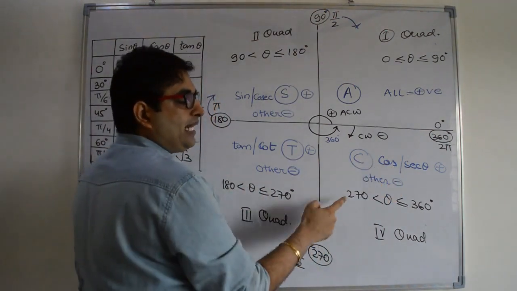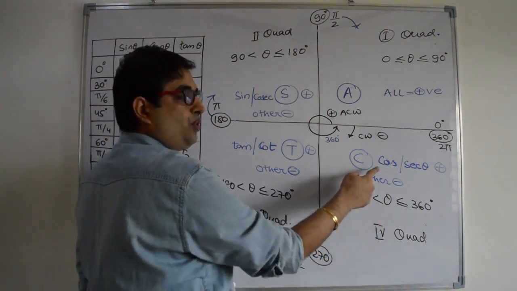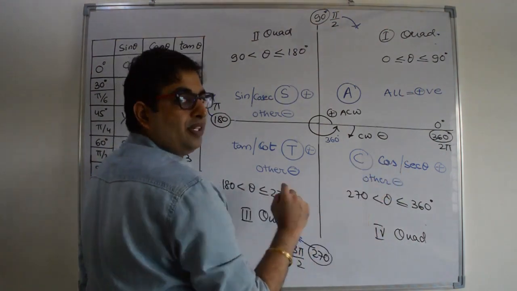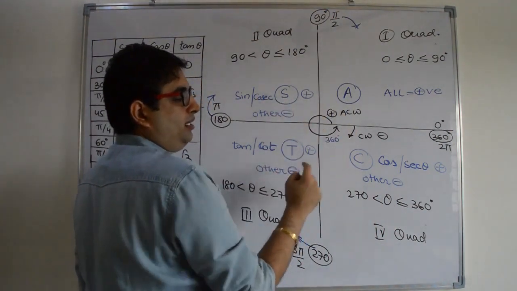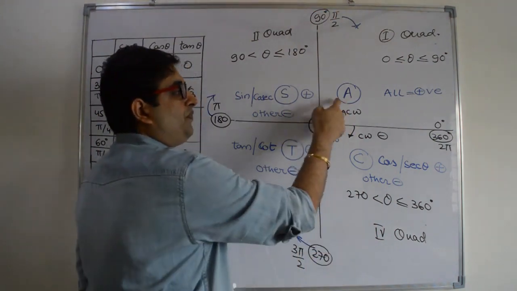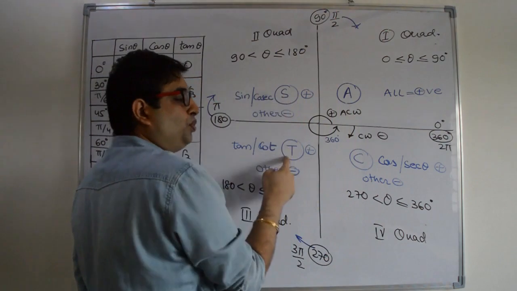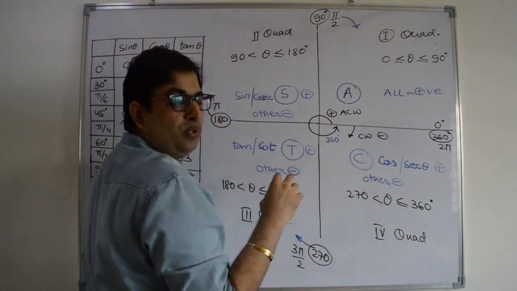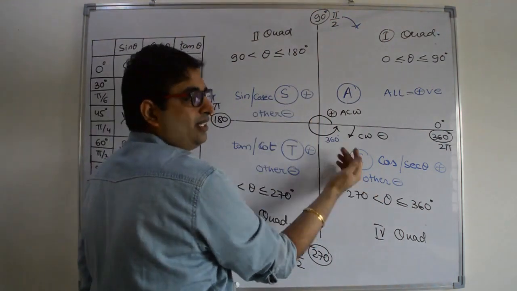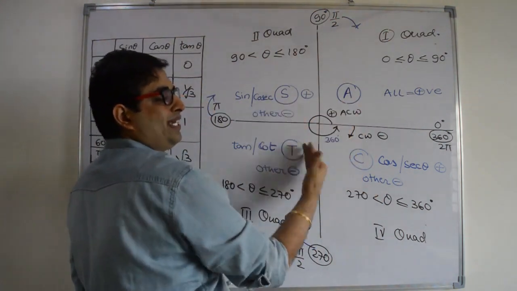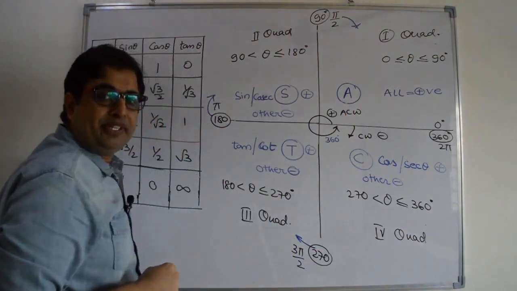That means tan 300 is negative, cos 300 is positive, right? So ASTC, we have to remember ASTC. You can remember it this way: after school to college, after school to cinema, right? If you know a little bit of Hindi, then it is ऐसी तैसी, right? ASTC, ऐसी तैसी, or after school to college. Got my point?